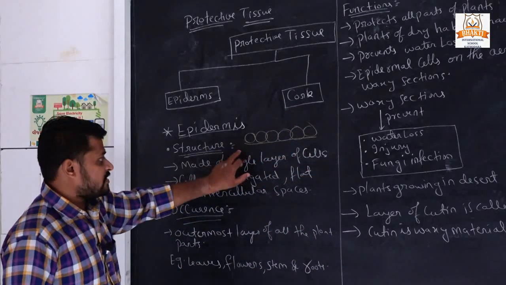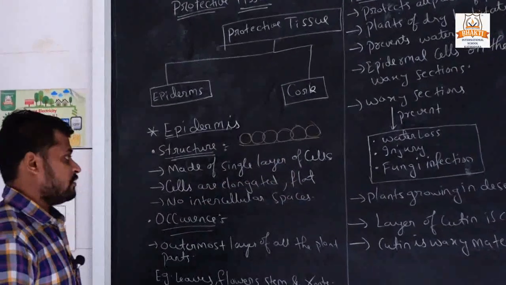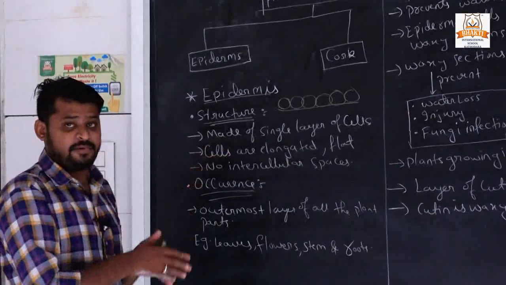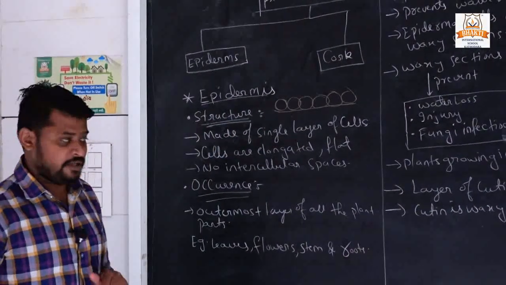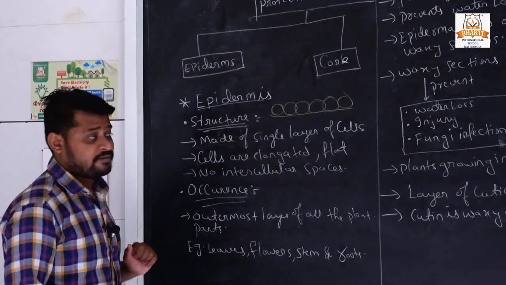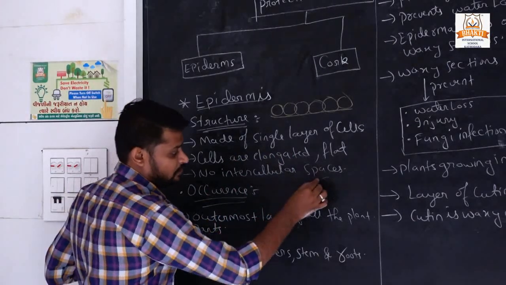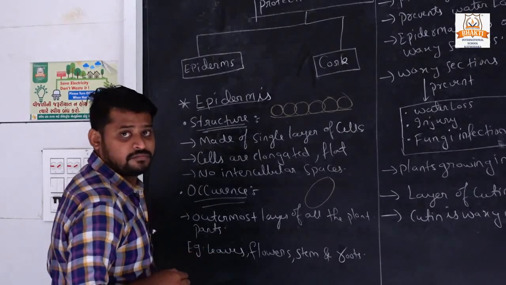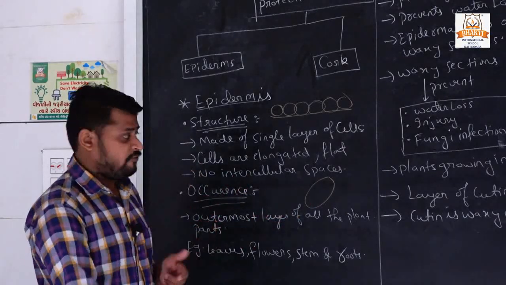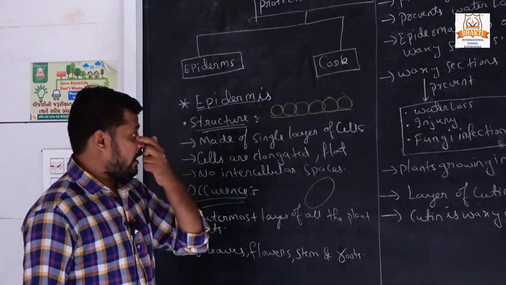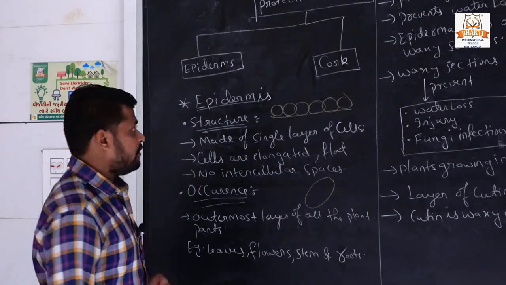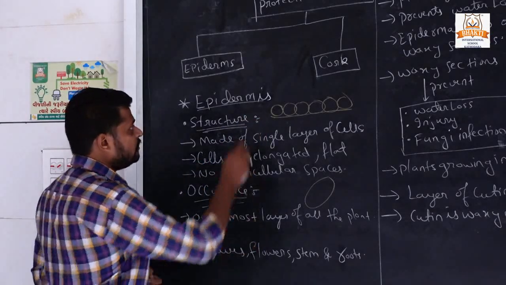A single layer of cells protects the internal parts of leaves and plants. They are elongated and flat, meaning they are long and flat. The cells are long and flat, and they are protected by a single layer of cells, that is epidermis. Okay.